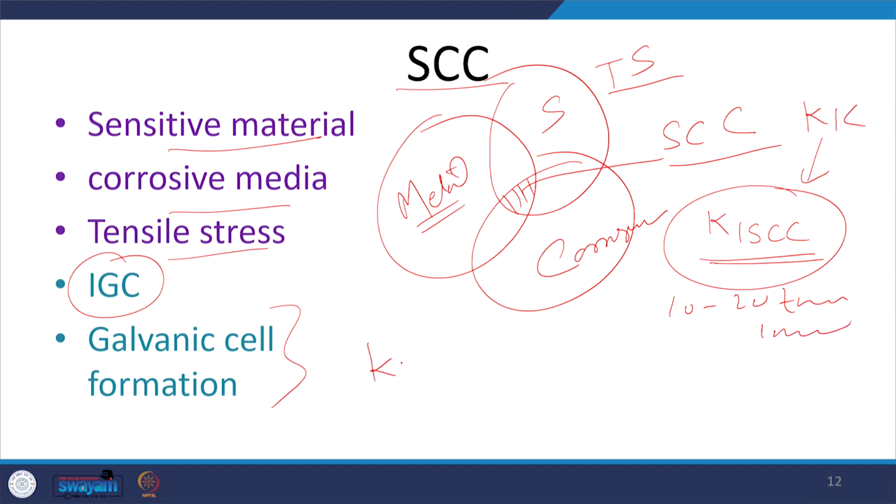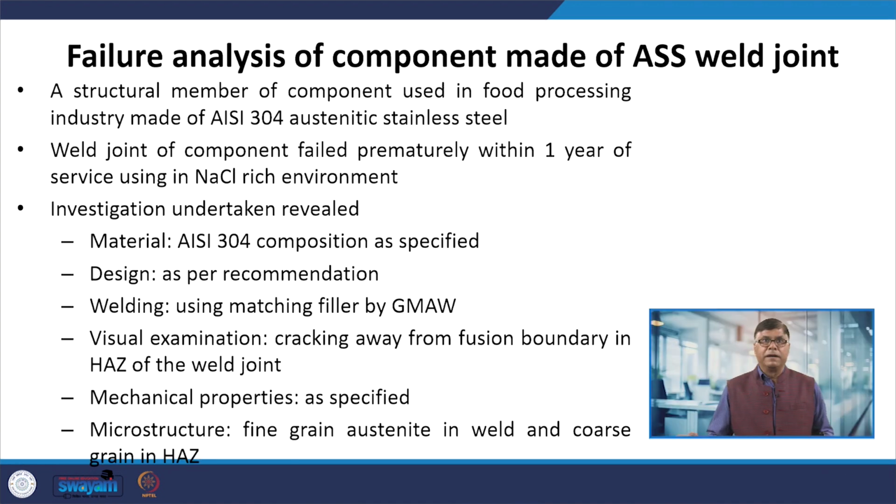So, K1SCC will be roughly 1 by 10 to 20 times of K1C. If the K1C is being compromised very badly, then no design will be able to survive if the K1SCC has not been kept in mind. Now we will take up one case study on the failure analysis of a component made of austenitic stainless steel weld joints.